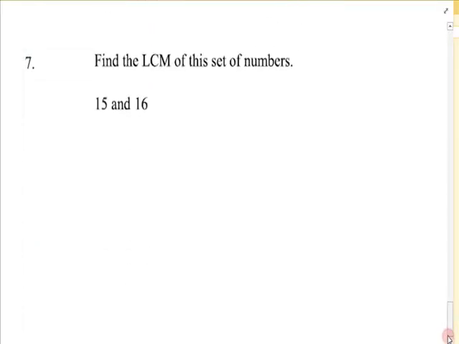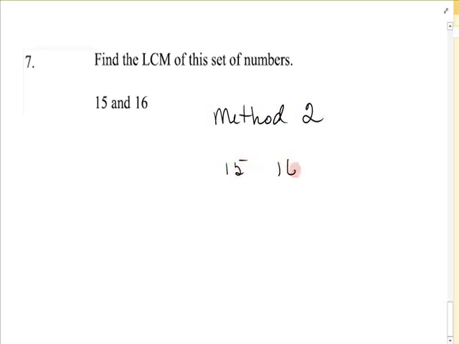All right, we have one more. I don't want to look at a bunch of multiples of these because I know 15 is not going to go into 16. So I'm going to use my method 2. You always have the choice. So 15 and 16. Remember, my primes are 2, 3, 5, 7, 11, and so on. Does 2 go into either one?